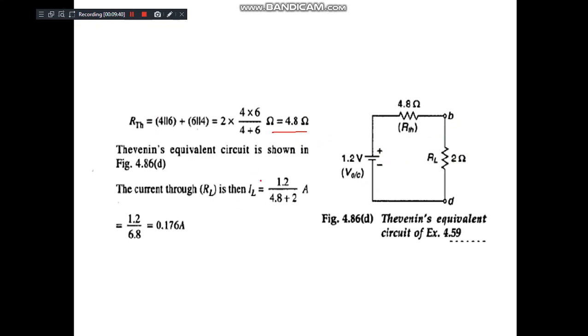So finding IL is equal to V Thevenin by R Thevenin plus RL. So finally IL is equal to 0.176. So this is the example.